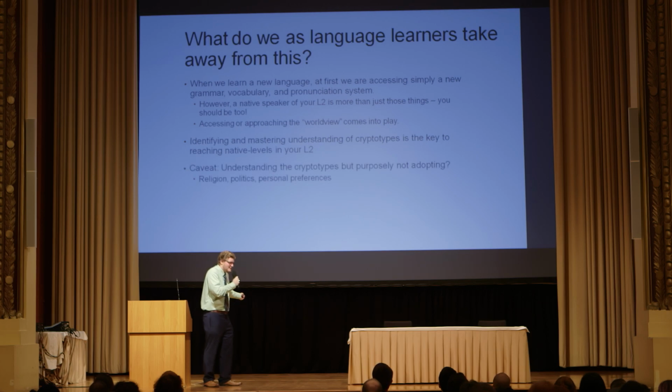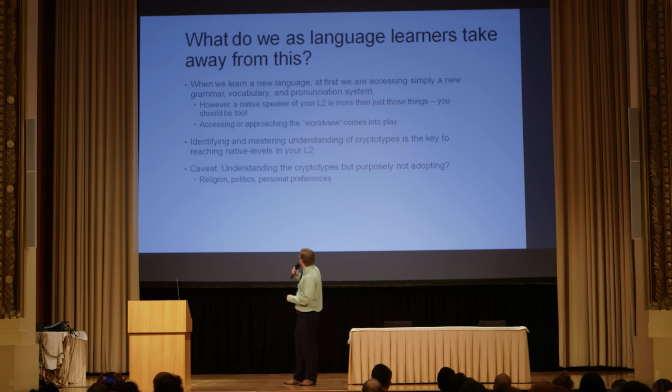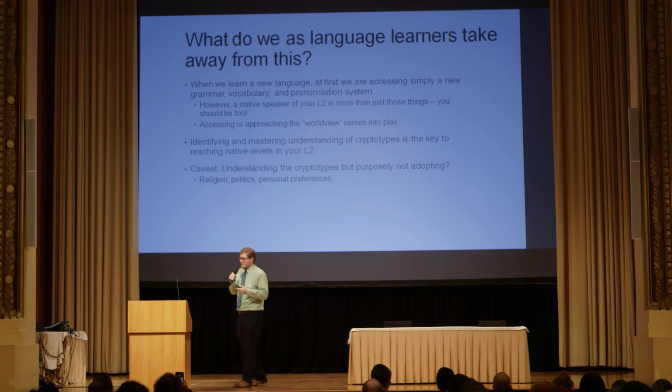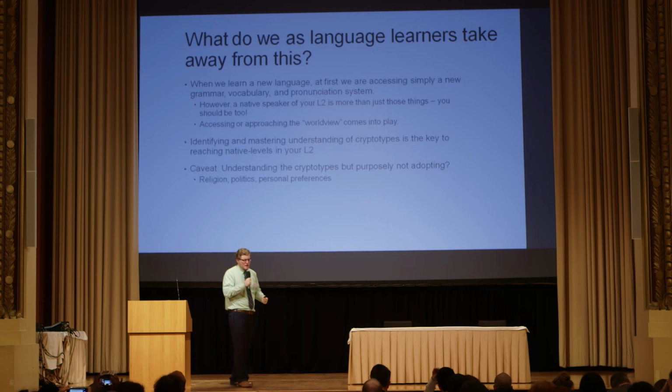Of course, there is a caveat to this. You might understand a cryptotype. You might understand it perfectly, why a person says this in this way, in this method. But because of religion or politics or personal preferences, you might choose not to actually take those on. Let's say it's because of a religion or a lack of a religion or something like that. Something that might be considered offensive to your religion. Different examples of that. There are many other categories. You might choose not to assimilate that and not reach sort of native level because it goes against your personal beliefs. That is also a caveat to keep in mind.